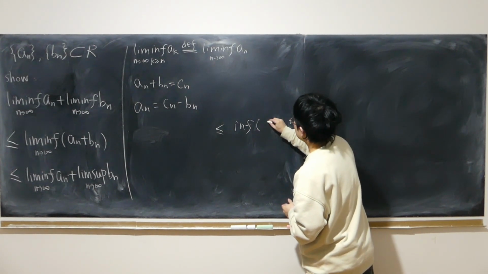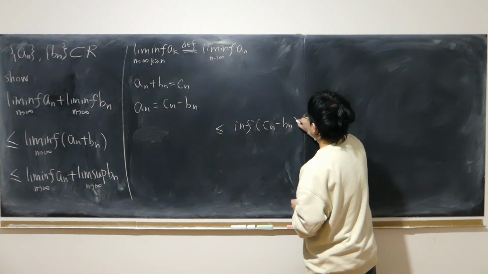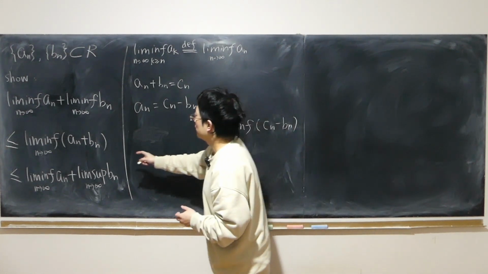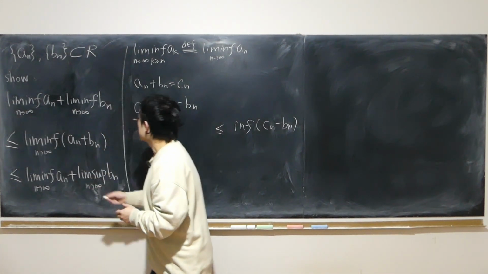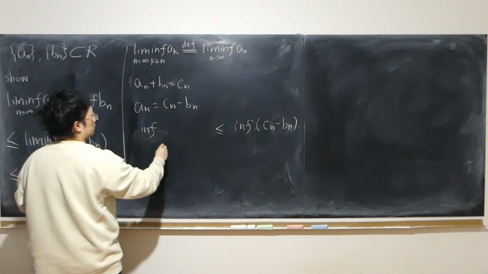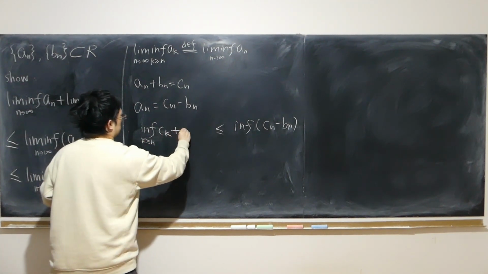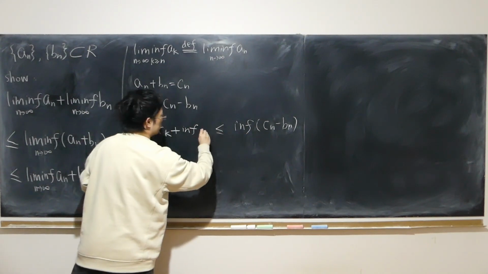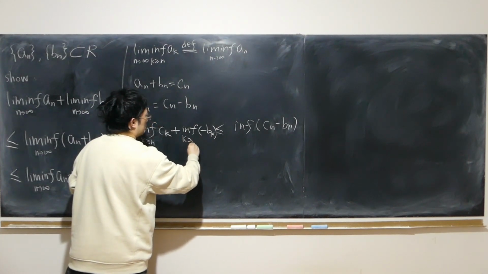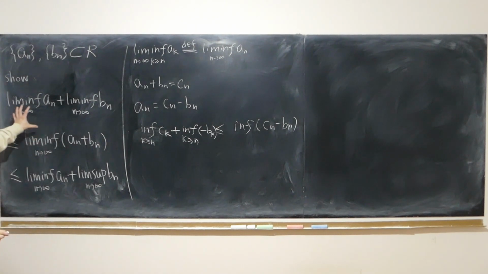Infimum Cn minus Bn bigger than or equal to, separate them. Right? Take the infimum Ck. Take the infimum negative Bk. Like this. Right? This is already true. Suppose we know this part is true.